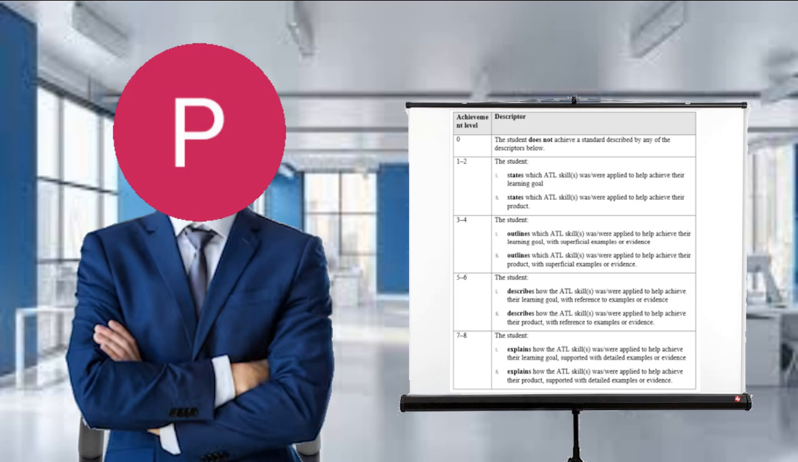Now for Criterion B, aka Applying Skills. It has only 2 sections, which are: I. Explain how the ATL skills were applied to help achieve their learning goal. II. Explain how the ATL skills were applied to help achieve their product. Both sections are rather similar, but there is a key difference that must be noted in Criterion B. When talking about ATL skills you use throughout your project, you must make it clear which skills helped you achieve your learning goal and which assisted you with achieving your product.